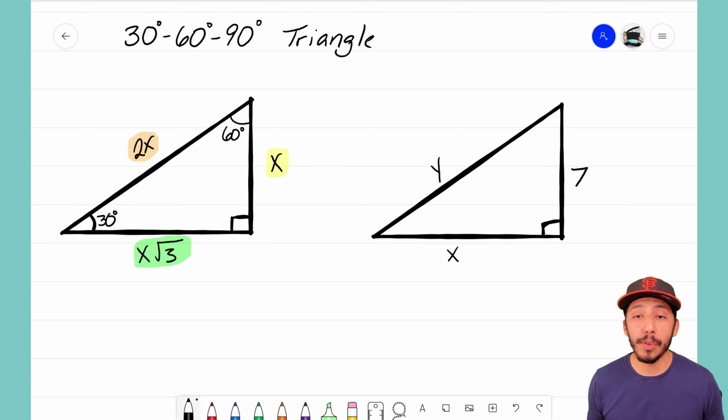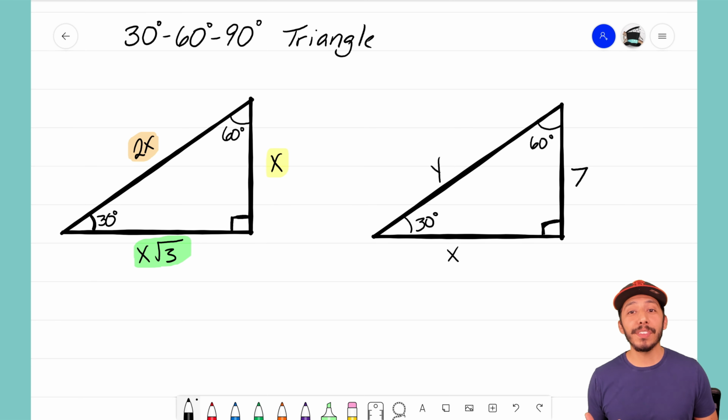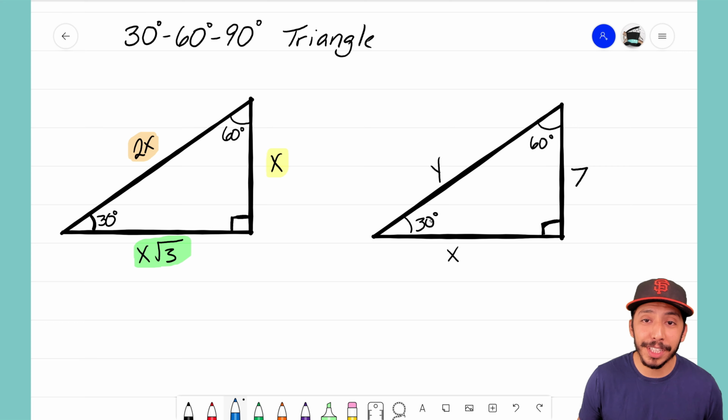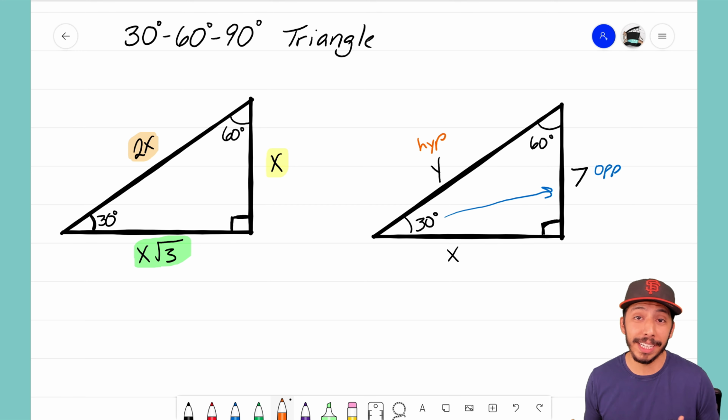So you could, of course, try to use sine, cosine, tangent on this problem. Oops, I did forget one thing. We have to add that this is a 30, 60, 90 triangle. And once I have those angles, I could definitely do sine, cosine, or tangent, right? I could use my 30 degrees here, I could use 7 as the opposite side, and I know that y here is my hypotenuse. I could definitely just create a sine problem and solve for y.